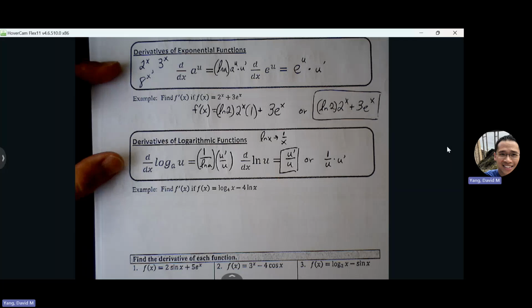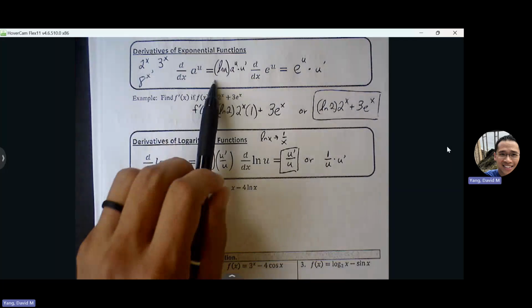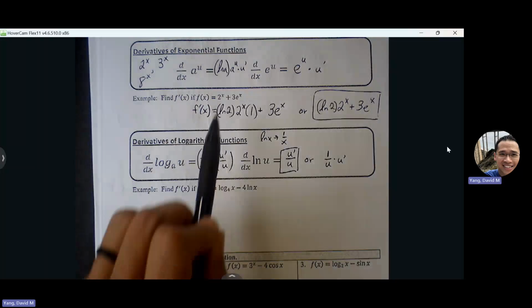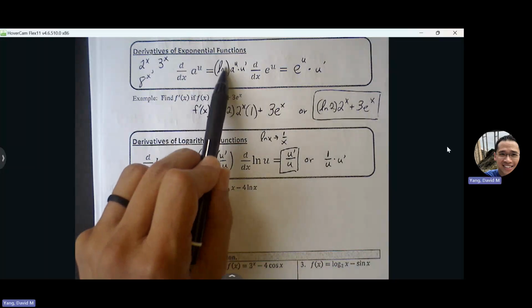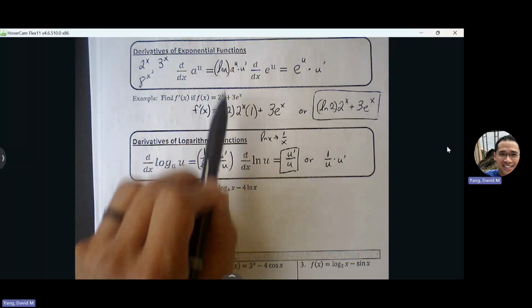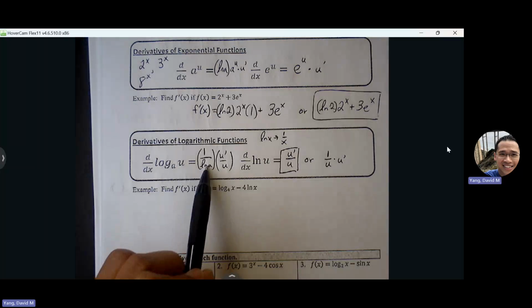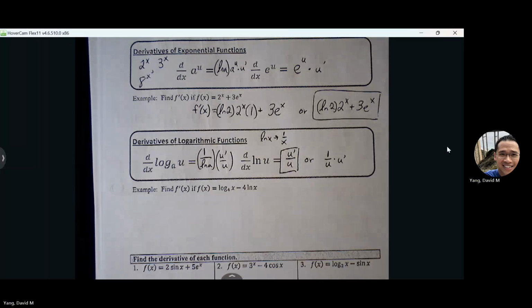So anything dealing with base a, whether it's exponential or logs, will require a conversion. But for a to the u, the natural log of a is in the numerator. For log, the natural log of a is in the denominator.